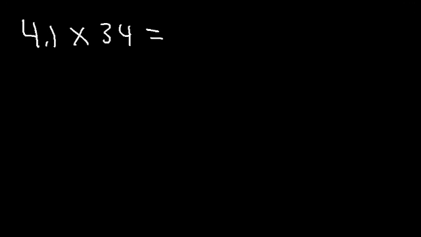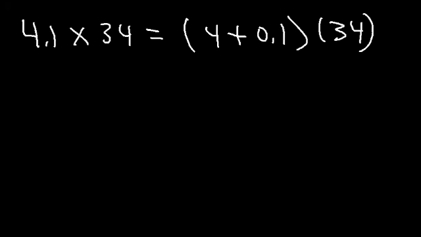So 4.1 is the same as 4 plus 0.1 times 34. Now, what's 4 times 34? Well, if we double 34, that's 68. And if you double 68, that's 136. When you double something twice, it's basically the same as multiplying by 4. Or you could do it this way. 4 times 34 is the same as 4 times 30, which, if 4 times 3 is 12, 4 times 30 is 120. And 4 times 4 is 16. 120 plus 16, that's 136.